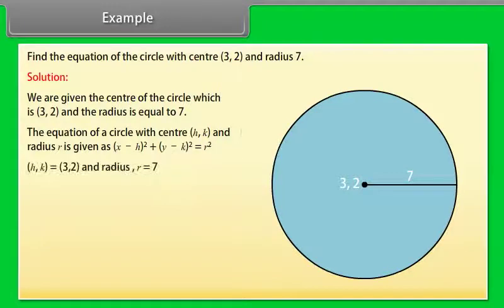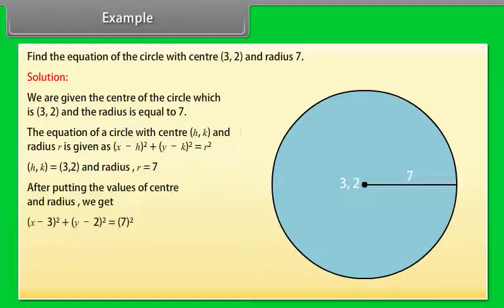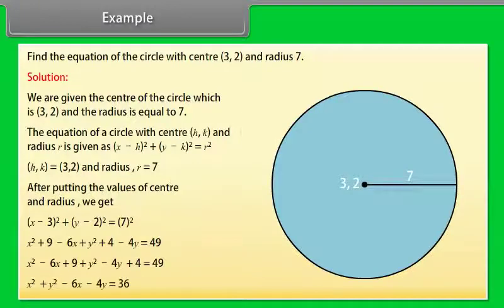h and k are equal to 3 and 2, and the radius r is equal to 7. After putting the values of center and radius, we get (x - 3) whole squared plus (y - 2) whole squared is equal to 7 squared. By calculating it, we get x squared plus y squared minus 6x minus 4y is equal to 36.